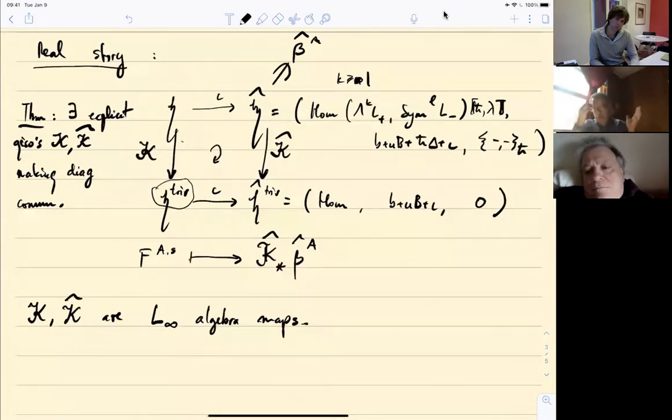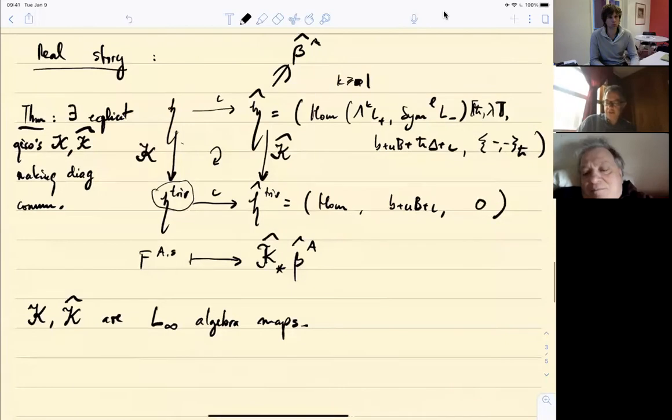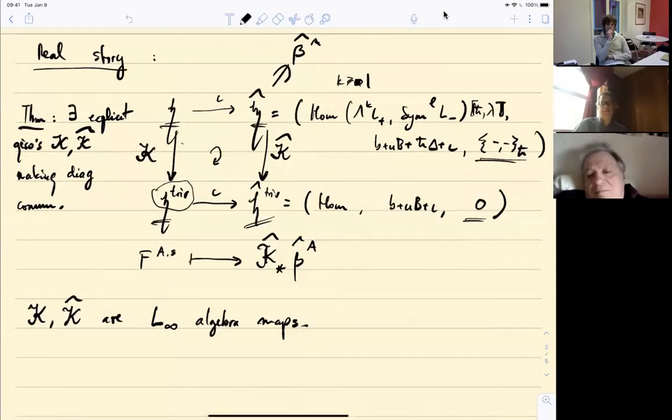There are way more L infinity algebra maps than just DGLA maps. This is what Kontsevich used in his deformation quantization paper, and this is what we're using here. We have these L infinity algebras which have non-trivial bracket, and we are managing to construct a quasi-isomorphism as L infinity algebra maps between those non-abelian Lie algebras and some abelian Lie algebras, but up to homotopy. In other words, it's an L infinity algebra map.